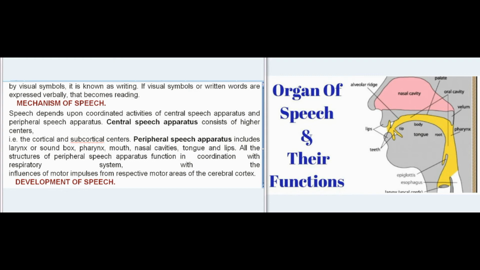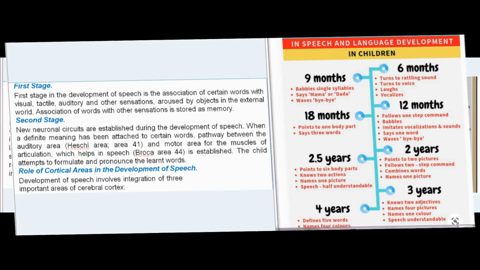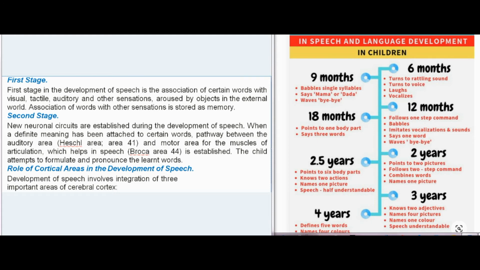Development of speech. First stage. First stage in the development of speech is the association of certain words with visual, tactile, auditory, and other sensations, aroused by objects in the external world. Association of words with other sensations is stored as memory. Second stage. New neuronal circuits are established during the development of speech. When a definite meaning has been attached to certain words, pathway between the auditory area, Heschl area, area 41, and motor area for the muscles of articulation, which helps in speech, Broca area 44, is established.